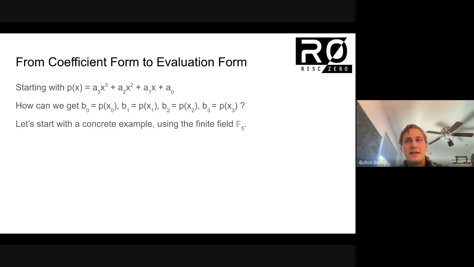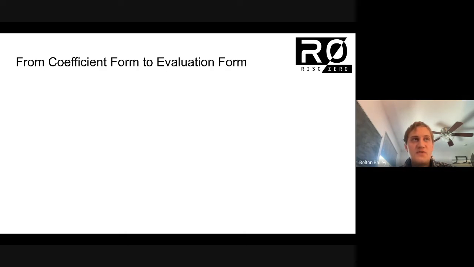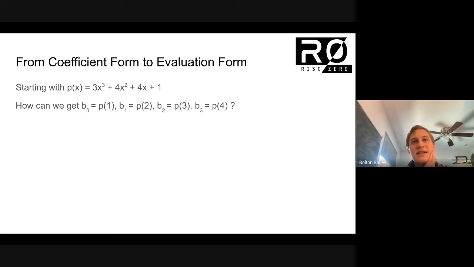You can think of it basically as the clock arithmetic or the modular arithmetic that Paul presented a few weeks ago. Whenever you get a number, you take the remainder when you divide by 5, and that gets you your new number. So let's choose some random coefficients here. I've chosen them arbitrarily. We have the polynomial 3x cubed plus 4x squared plus 4x plus 1. And let's say that we want to evaluate it at these 4 points, 1, 2, 3, and 4.